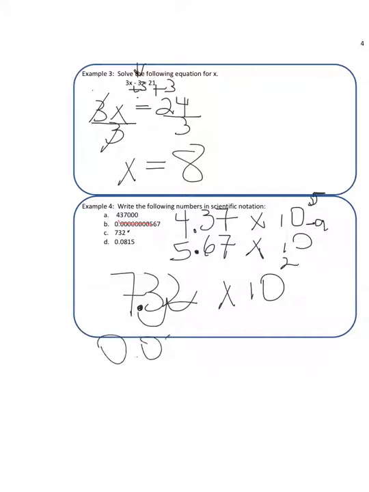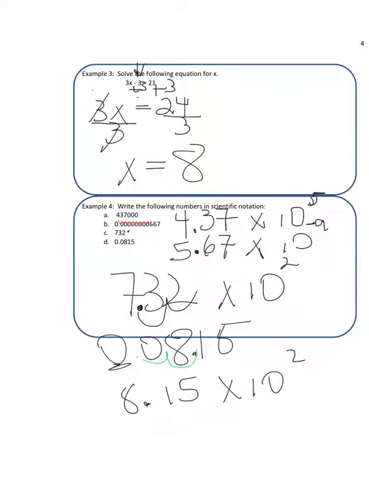0.0815. Okay. Again, we're going to write the decimal point immediately after the first number that is not 0. That's here. We moved that decimal point now 2 places. So this is going to be times 10 to the 2. Because this number is less than 1, our exponent is negative. So 8.15 times 10 to the negative 2.